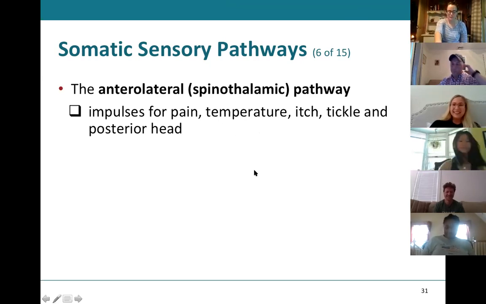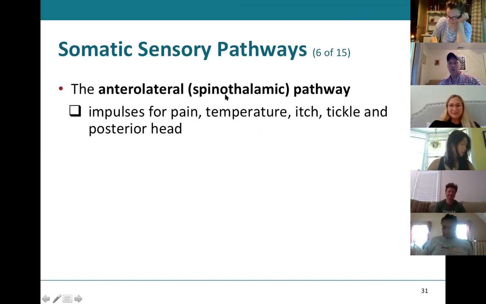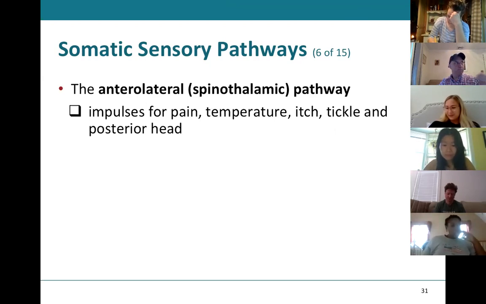Okay, so now getting serious for just a second, because that's about all I'm going to do, your textbook will interchange between anterior lateral and spinothalamic pathways. What I want you to pay attention to is it goes spine to thalamus. That's the way to remember. We're traveling from the spine to the thalamus here, and this is for this information to travel to the posterior somatosensory cortex. So how does this work?